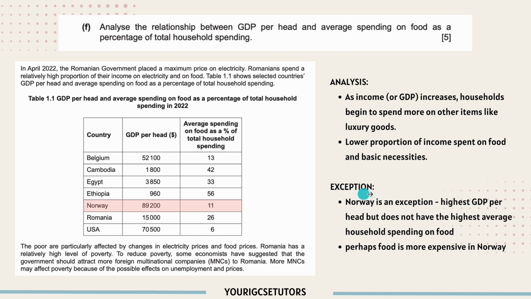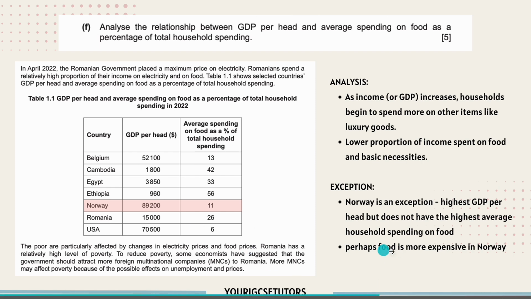Some exceptions that you can find from this table are Norway and USA, but we can just focus on one. Norway is an exception. They have the highest GDP per head, but they do not have the lowest average spending on food, because if you look at this, USA actually has the lowest. You can give a reason as to why Norway may be an exception, and it may be because the food in Norway is just more expensive.